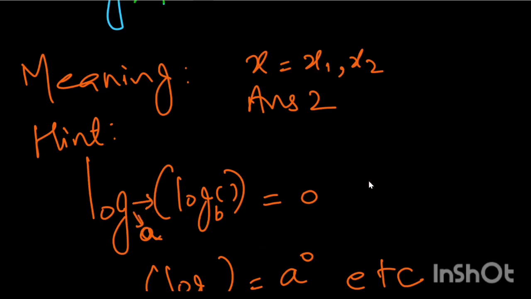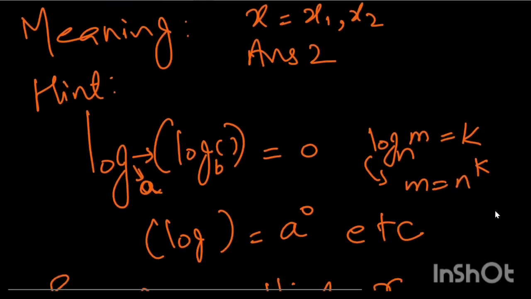So using log m base n equals k, we can say m will come out and it will push k. So in the similar way, the outer base a will come out and it will push 0, so it becomes 1.